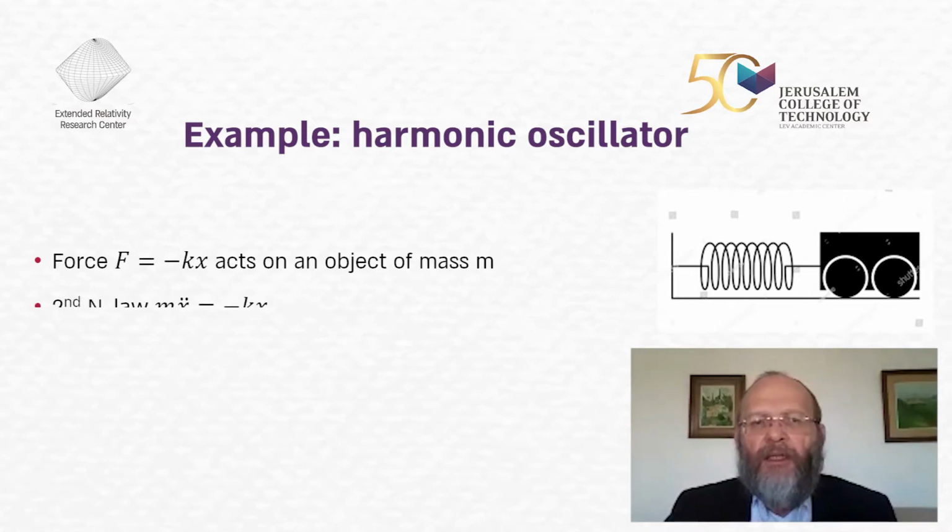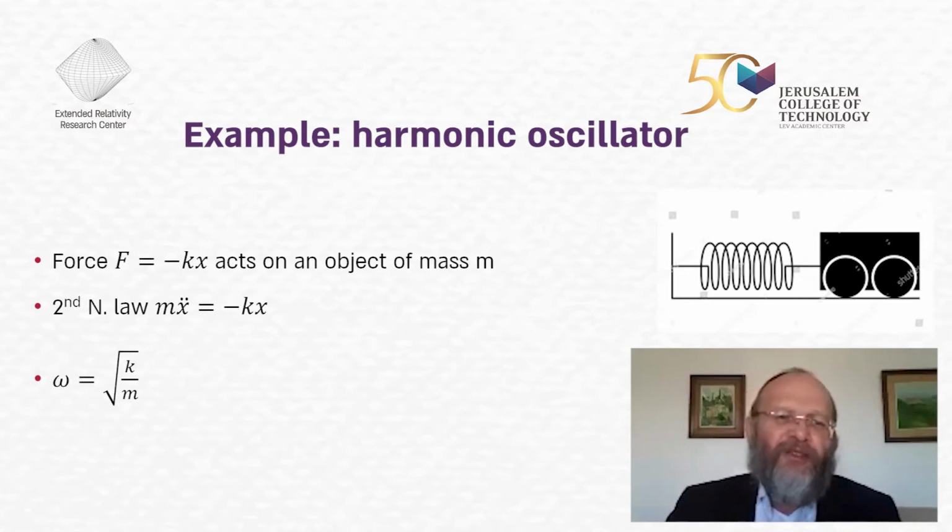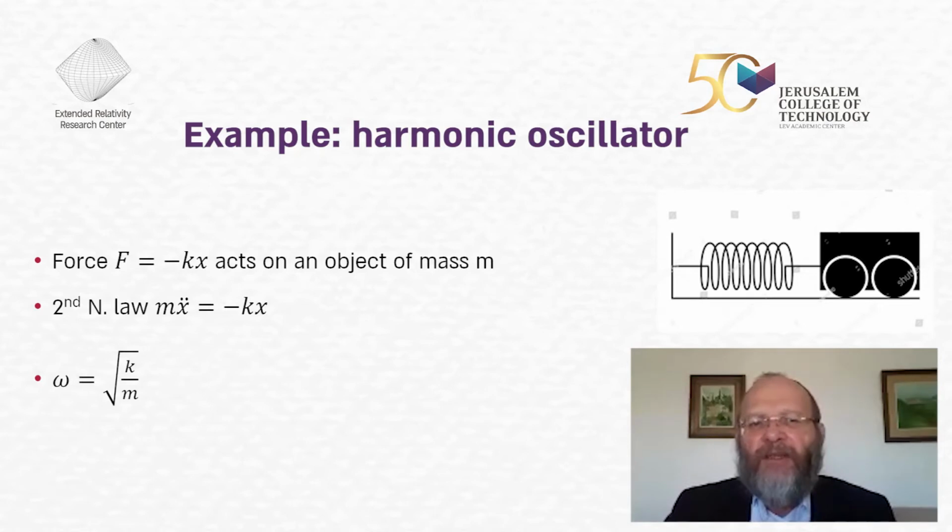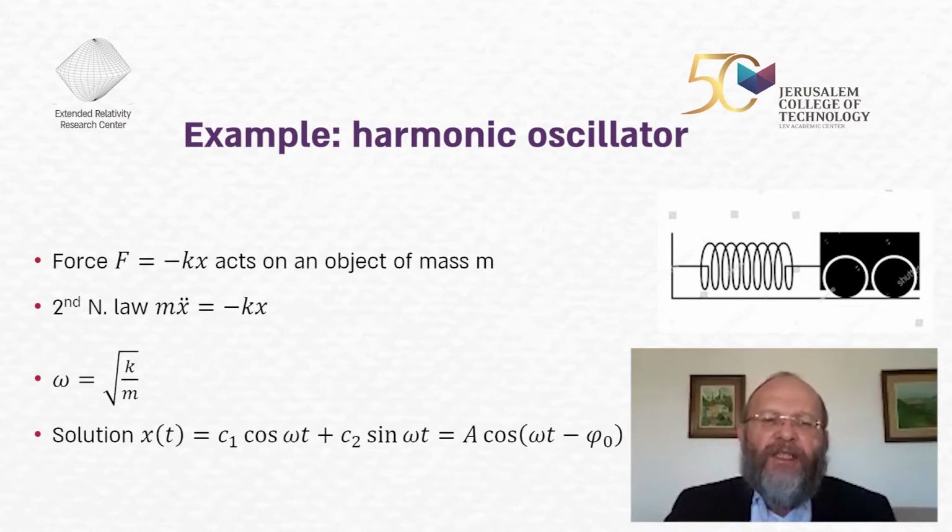Second Newton's law will be m x double dot, the mass times acceleration equals the force. This is a second order differential equation, which is taught in any course on differential equations. For the characteristic equation, you have to solve lambda squared equals minus k over m. That gives lambda equal to the square root of k over m times i, so you have complex solutions.